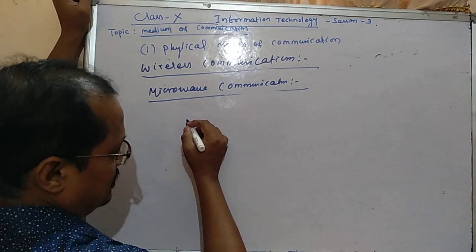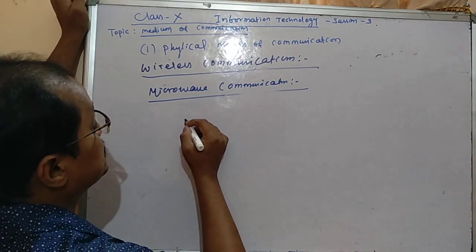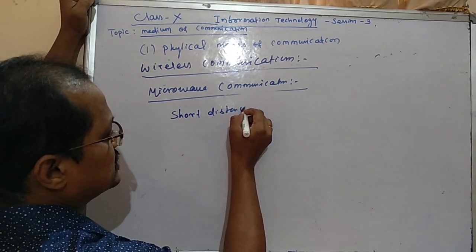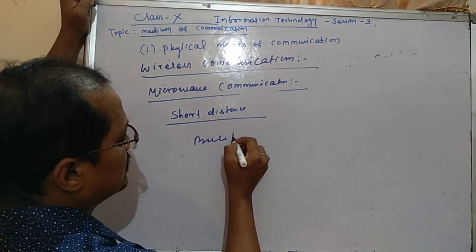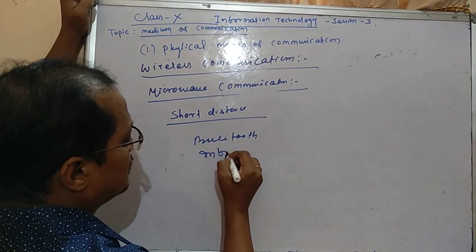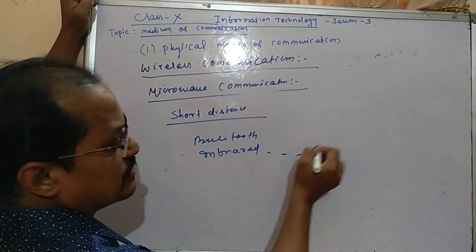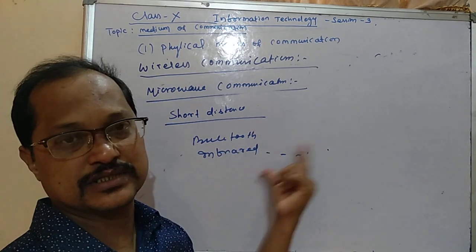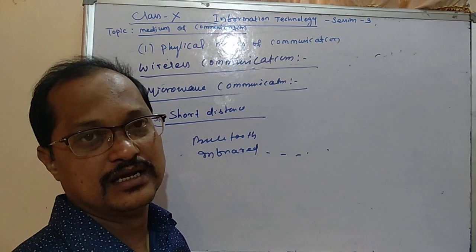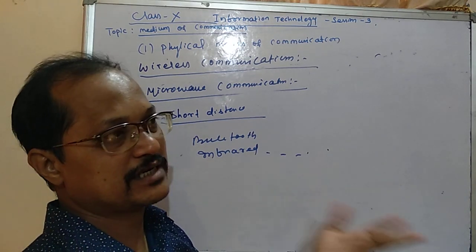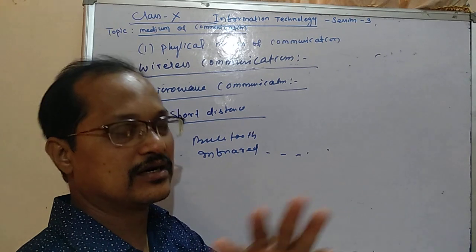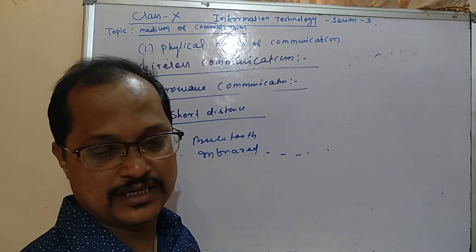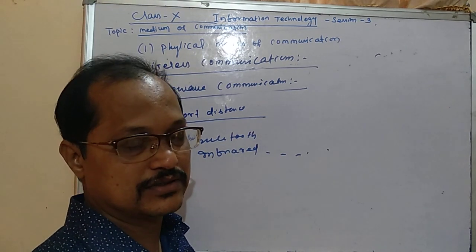Another one is called short distance communication. Short distance communication means what? Bluetooth communication, infrared, and many more are there. You all know, because all of you are using mobiles. By these short distance methods, we are able to transfer data from one mobile to another mobile, from any other device to mobile, mobile to another device, device to device. In this way you are capable of doing this.